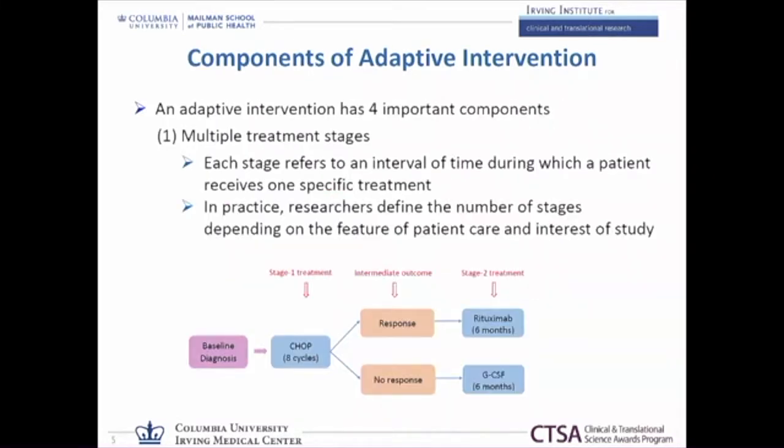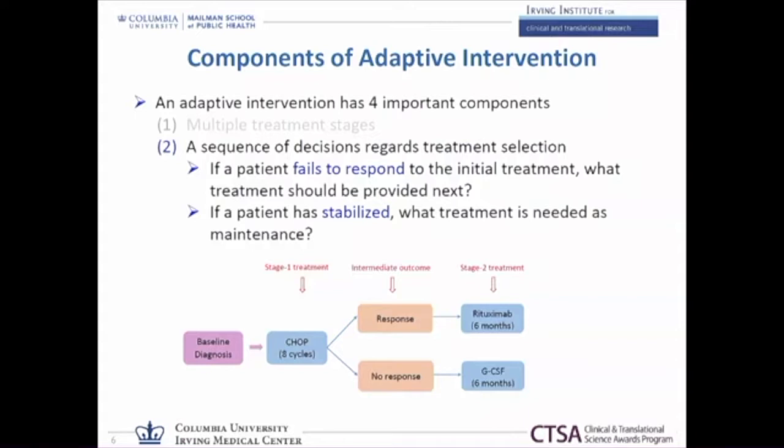An adaptive intervention typically has 4 important components. First, it has multiple treatment stages. Each treatment stage refers to an interval of time during which a patient receives one specific treatment. For example, in this case, we can see that at stage 1, all the patients will receive one treatment, which is CHOP, while at stage 2, a part of the patients will receive rituximab, and the rest of them receive GCSF. In practice, researchers can define the number of stages of an adaptive intervention depending on the features of patient care and the interest of the study.